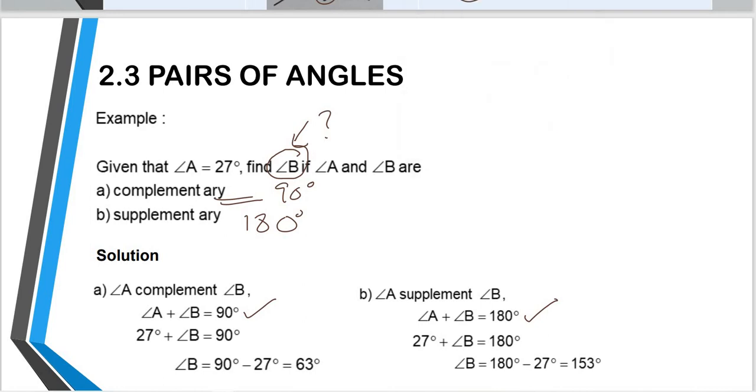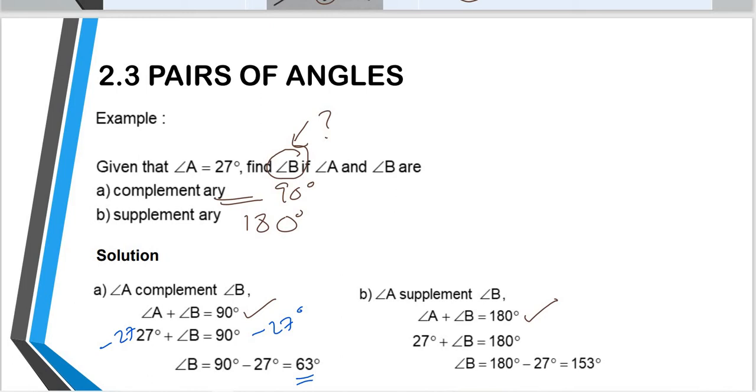Okay, so A, 27 degree, plus the angle of B must be equal to 90. So this one is persamaan serentak lah. So the left hand side kita tolak 27, so right hand side also tolak 27 degree. So what's left is the angle of B, 90 minus 27 degree. Tekan calculator, we will manage to get the answer 63 degree.